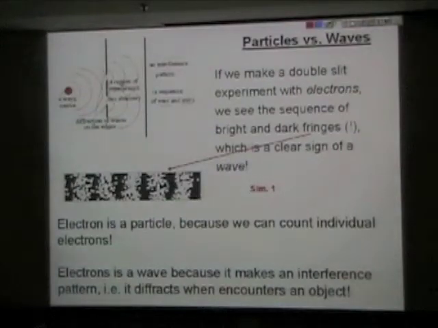Well, now we start a new topic. We know the difference between particles and waves. Waves interfere. Waves produce interference pattern. Particles don't. Or we thought so. Turns out, particles make interference pattern as well.